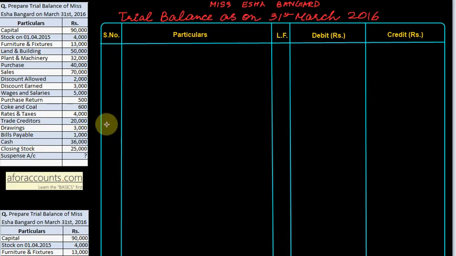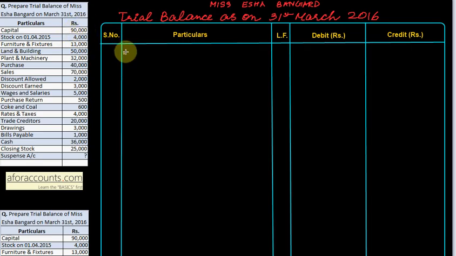Next question on your trial balance. Prepare trial balance of Miss Isha Bangar on 31st March 2016. So trial balance is easy. Whatever is on the debit side, put it in debit, credit in the credit side, and then at the end the trial balance shows arithmetical accuracy. So debit and credit side should tally.